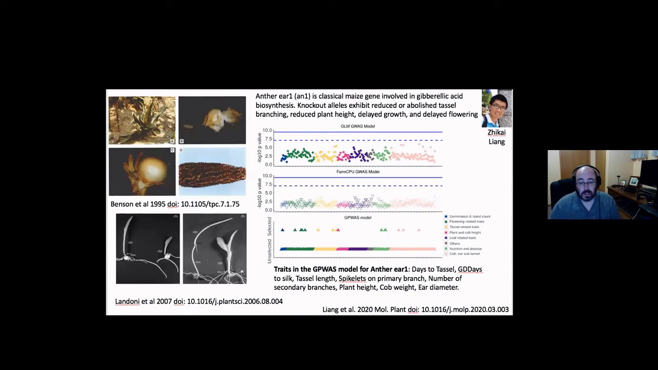individual cases. So this is Anther-ER1. It's one of the classical mutants of maize. It was not identified in any conventional genome-wide association using this data set. It was identified through the genome-wide, phenome-wide association analysis. And we can go into the literature and identify the different phenotypes that are associated with the loss of function of the gene, and compare those with the phenotypes that are identified by this GPWAS model, simply by mining all of the trait data that's been identified for this population.